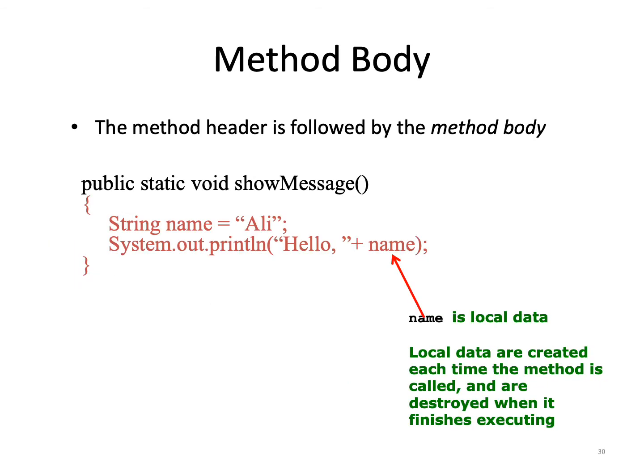The method header is followed by the method body. Within the body, we can declare and initialize local variables, do any kind of calculations, and anything else that we have been doing within our main method. In this example, we have String name equal to Ali, where name is a local variable. This means that the variable name is only known within showMessage method. It is created each time the method is called and destroyed when it finishes executing.